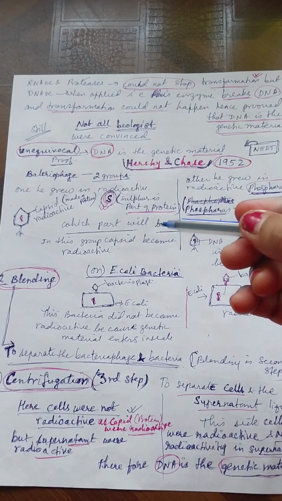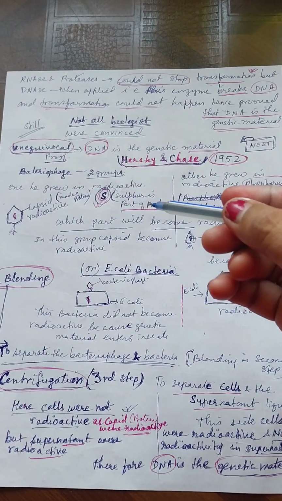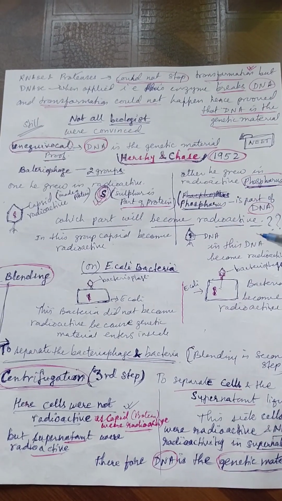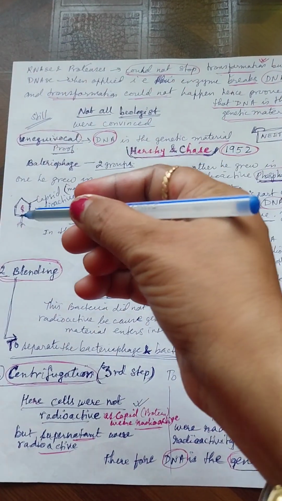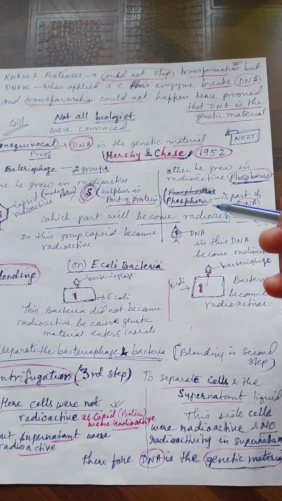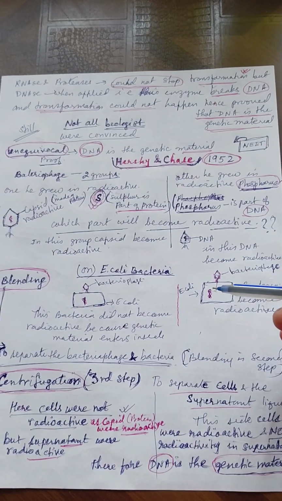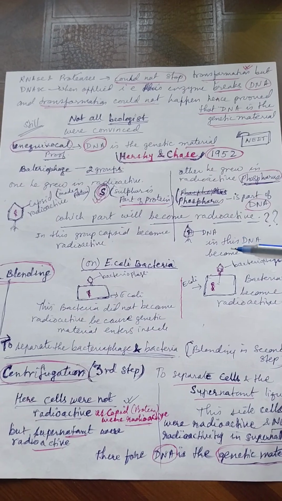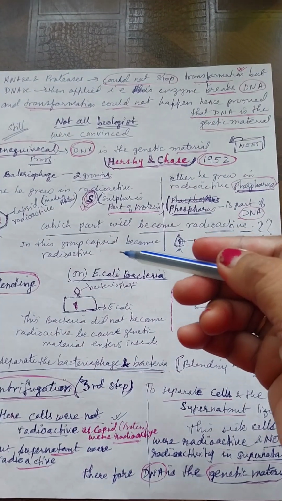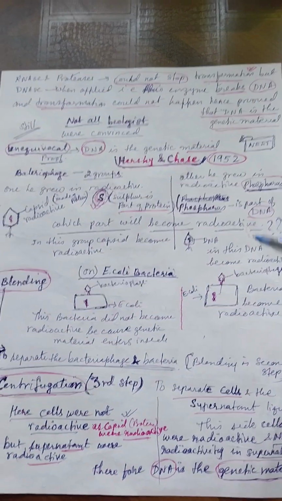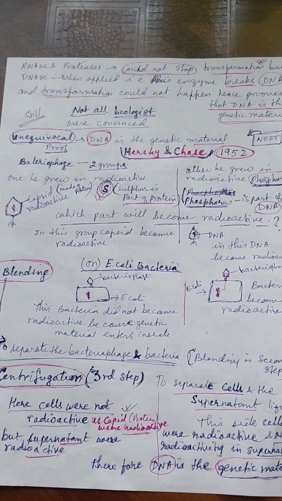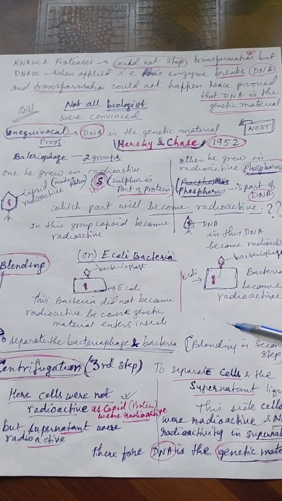So one group he grew the bacteriophage in radioactive sulfur, and one group he grew in radioactive phosphorus. Sulfur is a content of protein, that means this part of the bacteriophage will become radioactive, and phosphorus is a part of DNA, so the genetic material will become radioactive. He did this experiment to find out which part will become radioactive. Now we know that here the protein coat, capsid, will become radioactive as sulfur is a part of protein.